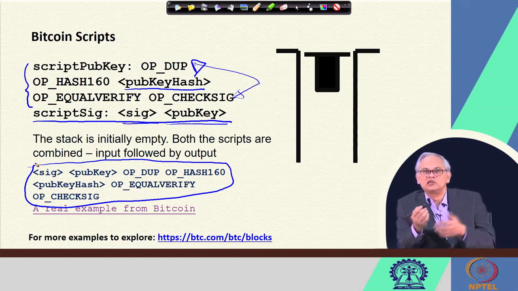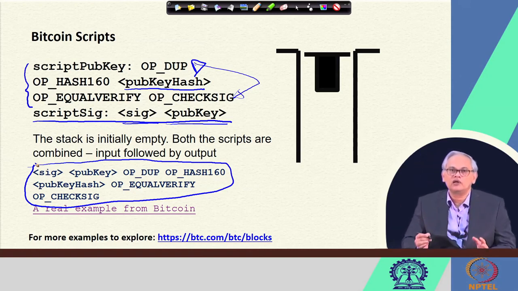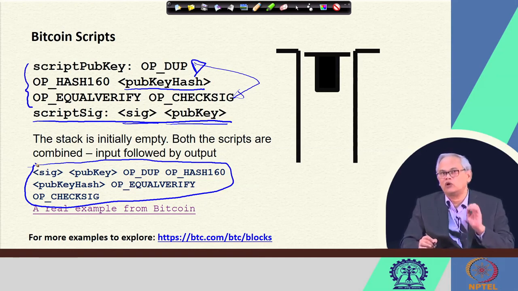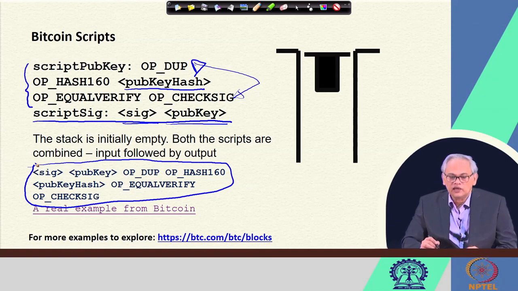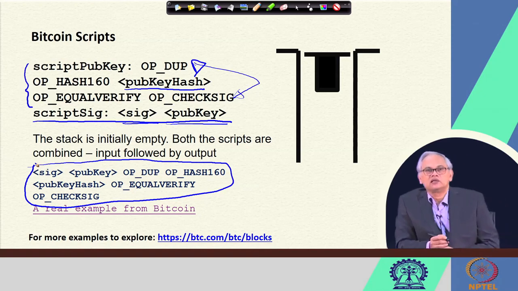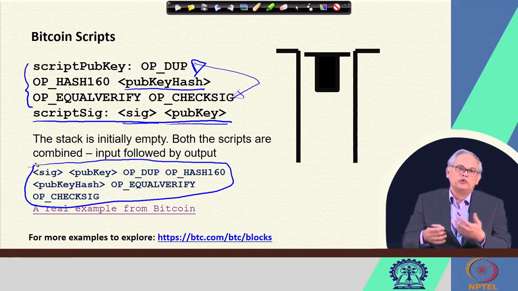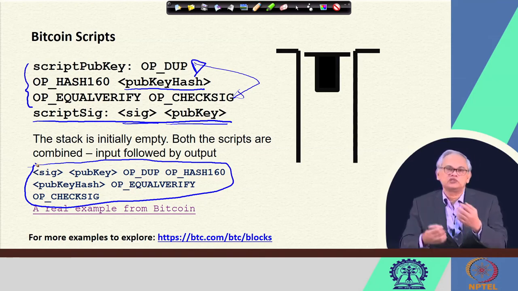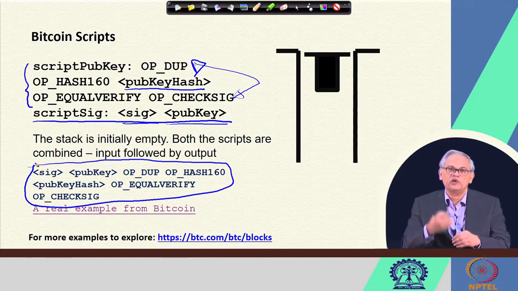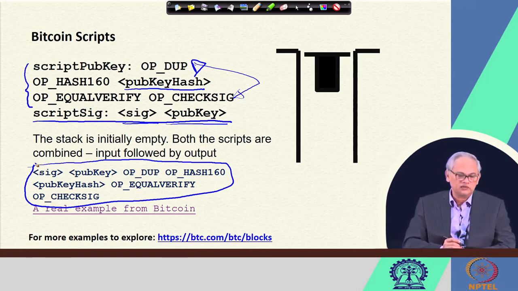So, if you remember, we said that script pub key is the input part and the script sig is the output part. So, input followed by output, and then we will see that as these are inserted in the stack and the operations are done, so initially we will be pushing something to the stack and then popping from it. So, we will see how the processing is done.